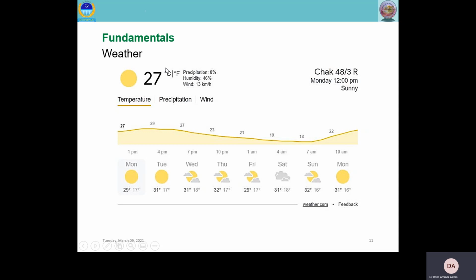That is, temperature is 27 degrees Celsius, and precipitation on that particular day was 0%. Humidity was 46%, and wind speed was 13 kilometers per hour. So this is actually the weather information for a particular area, known as 48-3R, on Monday, right? So this is called weather. So this information, the 5 parameters and the 22 others, will make the weather of this specific location, right?